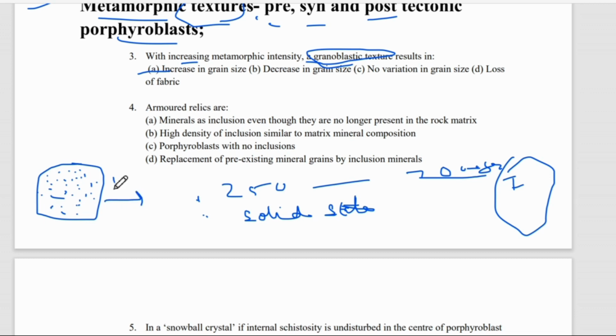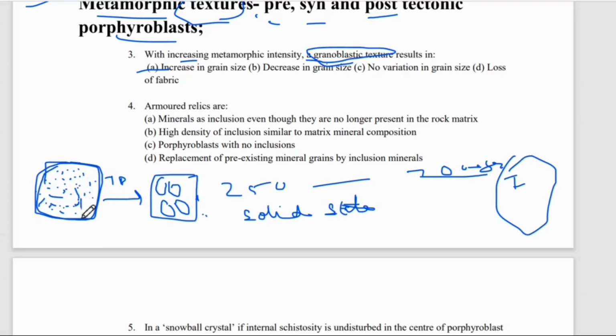And after increasing temperature and pressure, what will happen? This sandstone will be converted into quartzite. Okay. So what will happen? Grain size will increase and they will become less in number. So earlier there was a larger number of grains, then the grain size increases and the number of grains decreases. Okay. So increase in grain size.